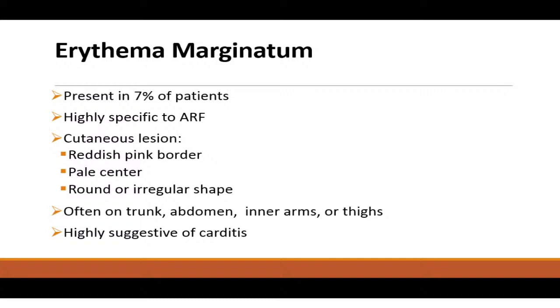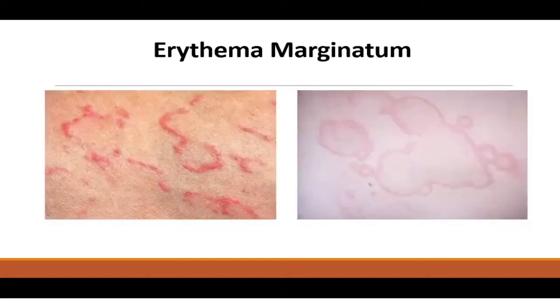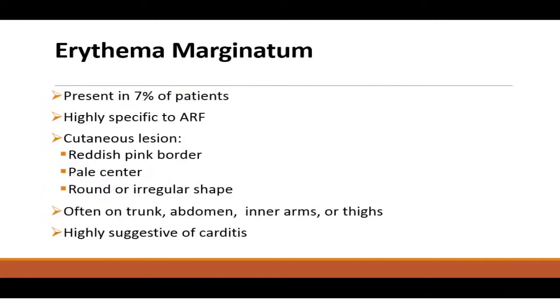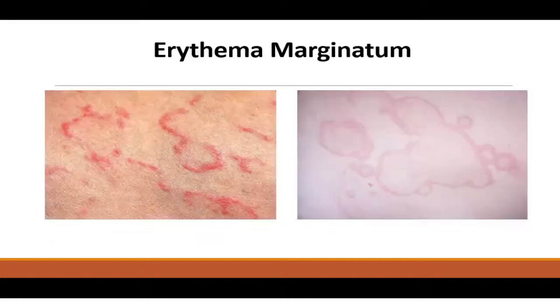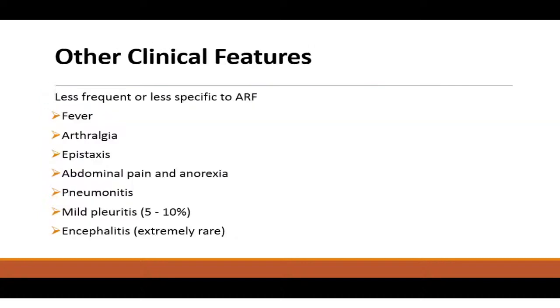Often it's localized on the trunk, abdomen, inner arms or thighs. Highly suggestive of carditis. So these are pictures of how it looks. You see these reddish pink borders, pale center, and round irregular shape. So if you see such skin changes, and they are also associated with arthritis and carditis, you think first of all about acute rheumatic fever.